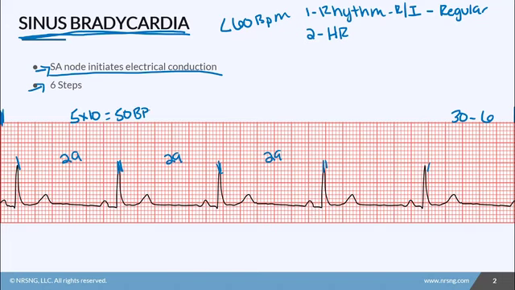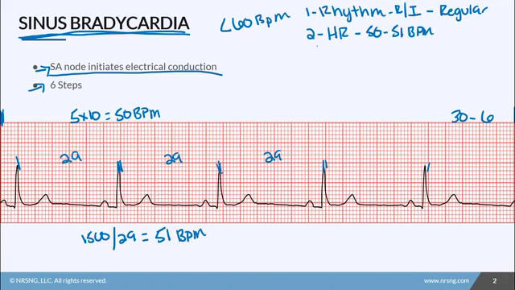But let's go ahead and also do the 1500 method. So we would take 1500 and divide it by 29, and that gives us 51 beats per minute. This method is more accurate, especially with abnormal rhythms. So our heart rate is anywhere from 50 to 51 beats per minute.